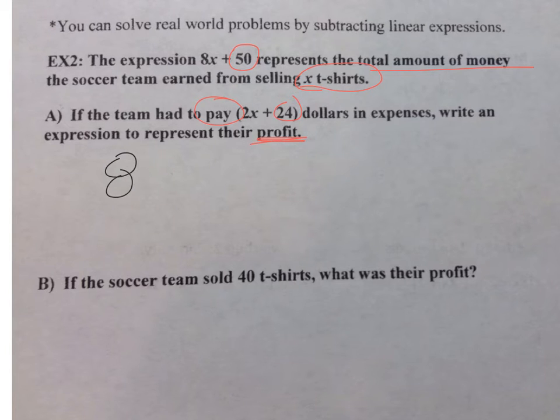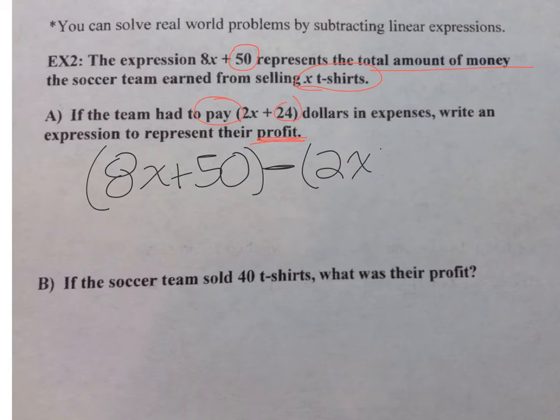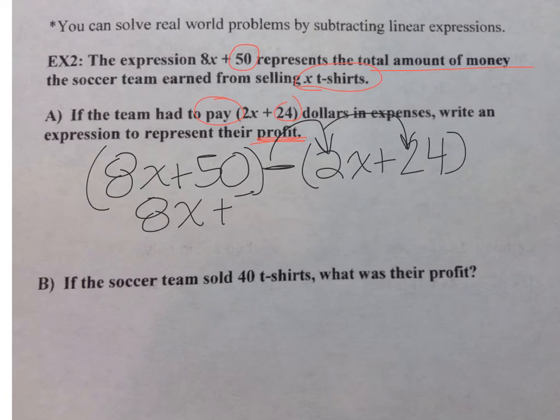Okay, so this is the total. 8x plus 50 is the total amount that they earned. And the 2x plus 24 is what they have to pay. So when you pay money, that's subtraction. So we're going to subtract 2x plus 24. So again, to remove these parentheses, I have to distribute the negative to each term. So when I rewrite it, I have 8x plus 50 minus 2x minus 24.